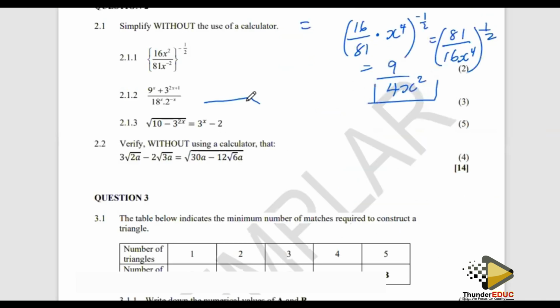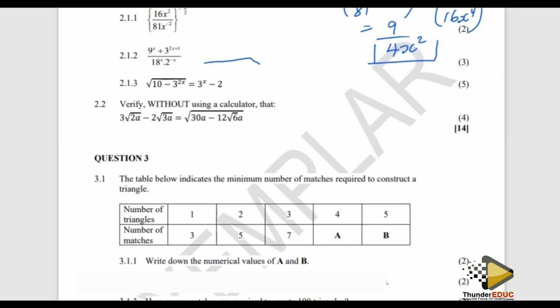Okay. Then 2.1.3. The question says without a calculator.